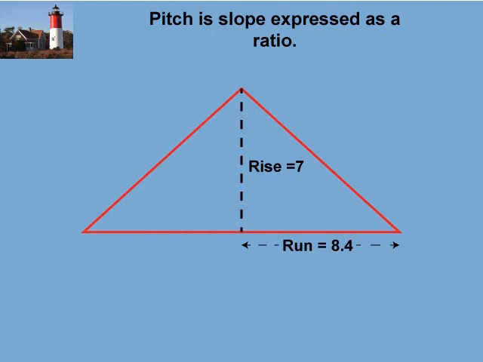Going back to the diagram, we see that the run is equal to 8.4, but that only accounts for half the base of the triangle that defines the shape of the roof. So the base has a length of 16.8. Let's look at a final example.